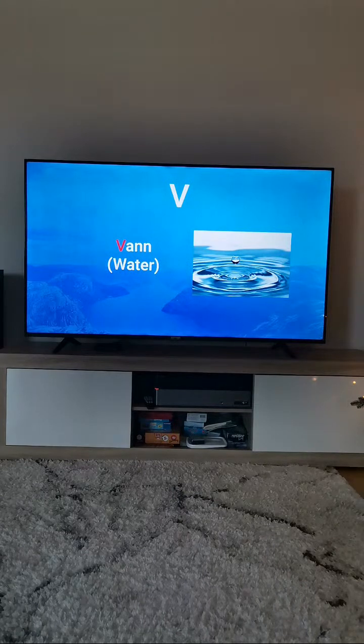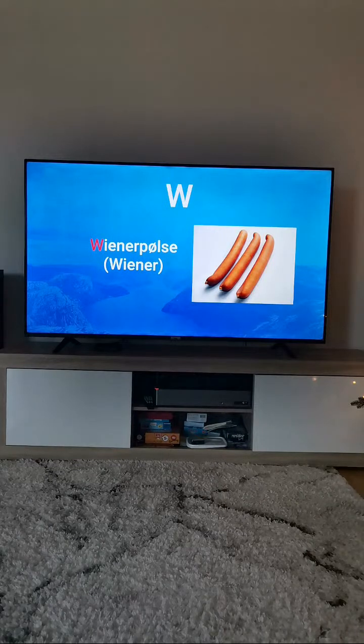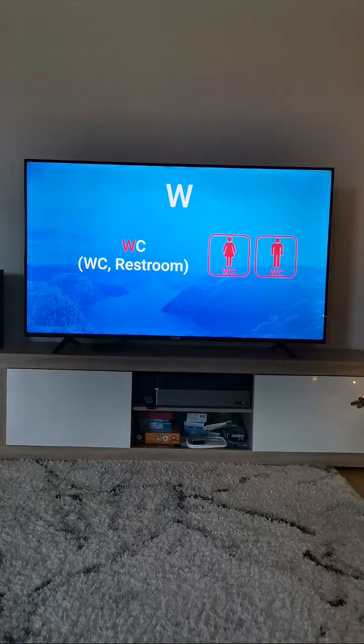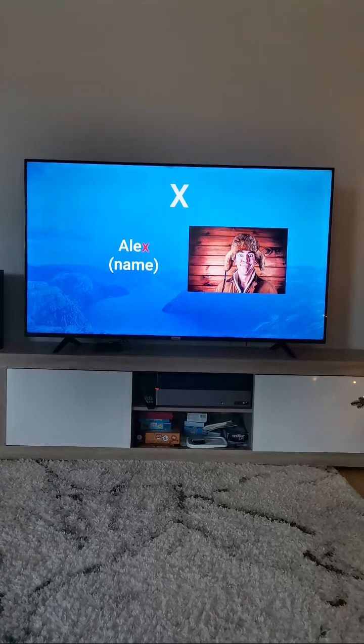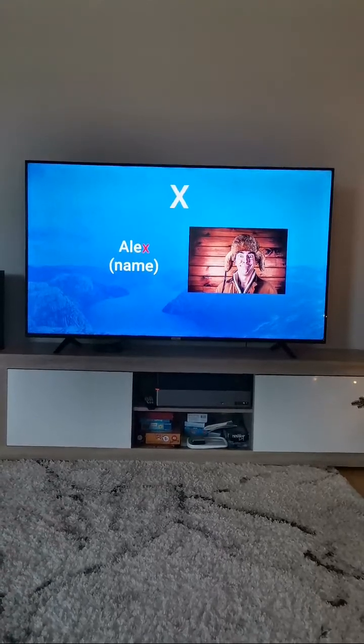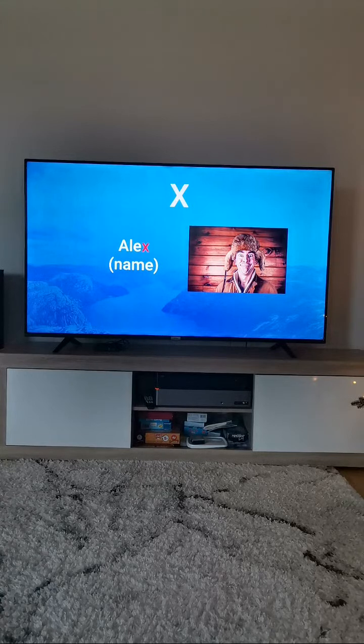V, ved, vann. W, wienerpølse. Extremely few Norwegian words use W. It's very, very uncommon, just like the Q, and it actually sounds exactly the same as V. In fact, people even say VC instead of WC. X. Again, this is a letter that is never used in Norwegian. It's used so little that I don't even have an example for you, other than a name, which is Alex.